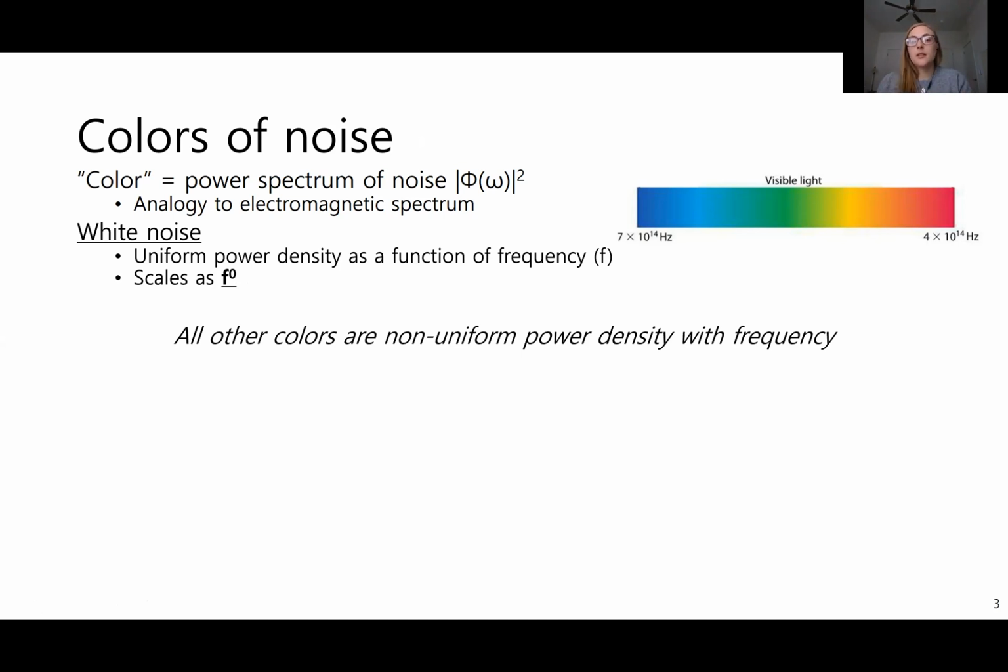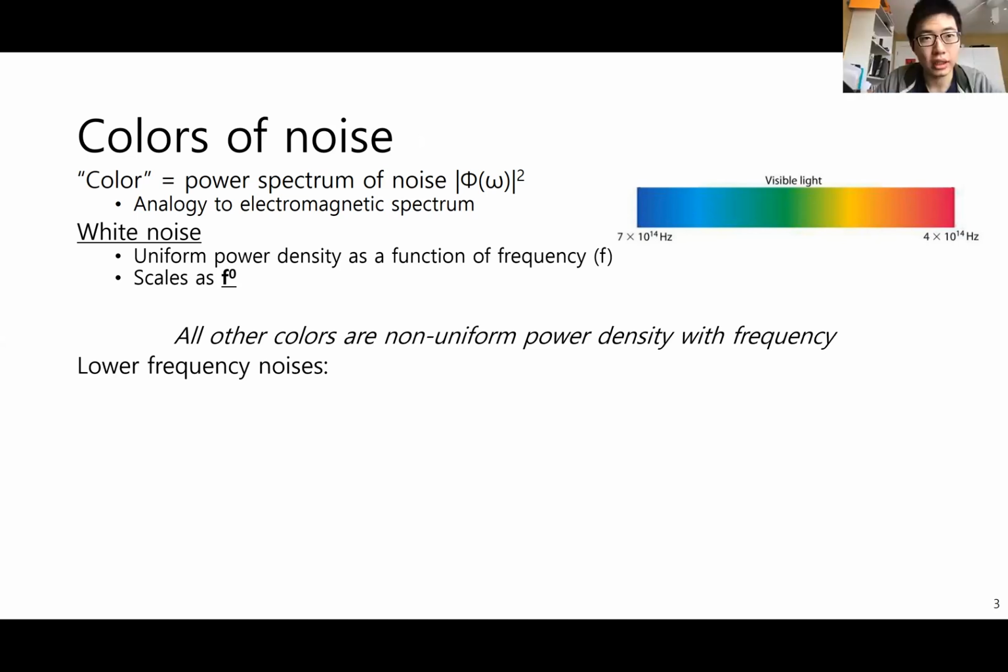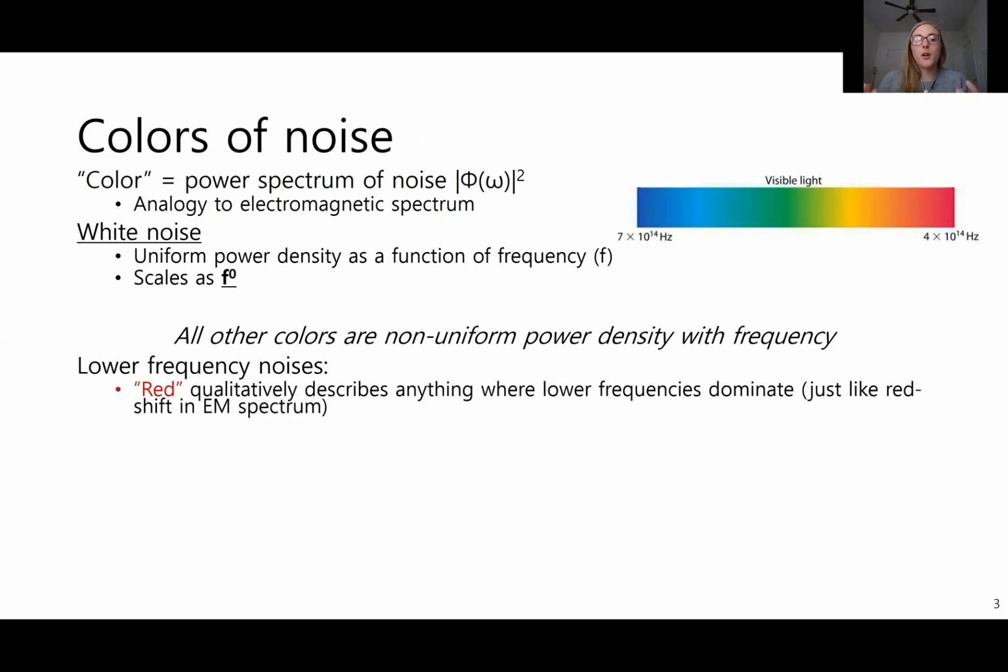So again, in this analogy to the electromagnetic spectrum, we can talk about lower frequency noises. What color of light is at lower frequencies? What end of the spectrum? Anybody? Did the sound cut out? Red. Yeah, so red. If we want to qualitatively talk about noises that have more contributions from lower frequencies, this would be the red end. So if we're using qualitative descriptions, you can just say redder noises. But there are quantitative descriptions of different colors of lower frequency noises.